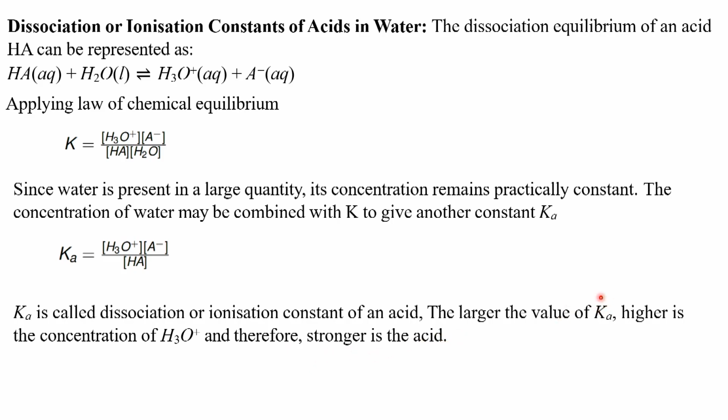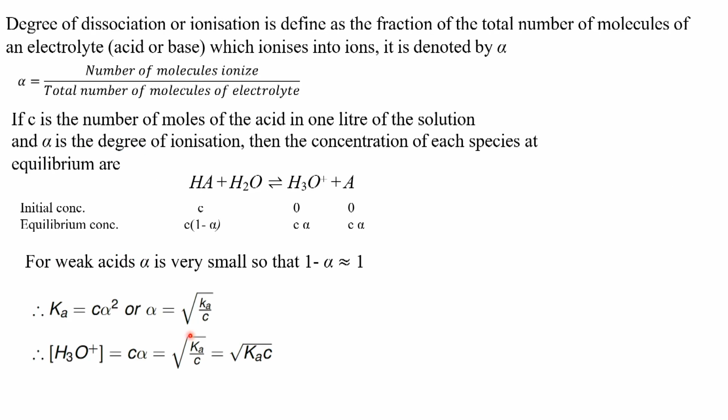So from the value of Ka we can actually come to know whether an acid is a strong acid or a weak acid, or how strong the acid is. Or the other way, we can also calculate pKa. pKa is minus log Ka, so from there also we can predict whether an acid is a strong acid or not.